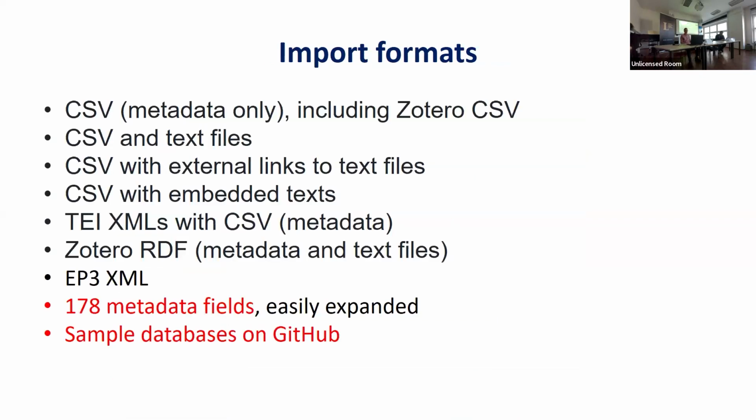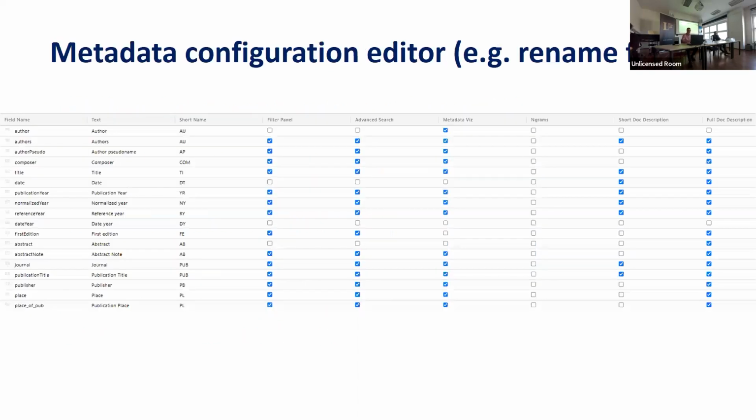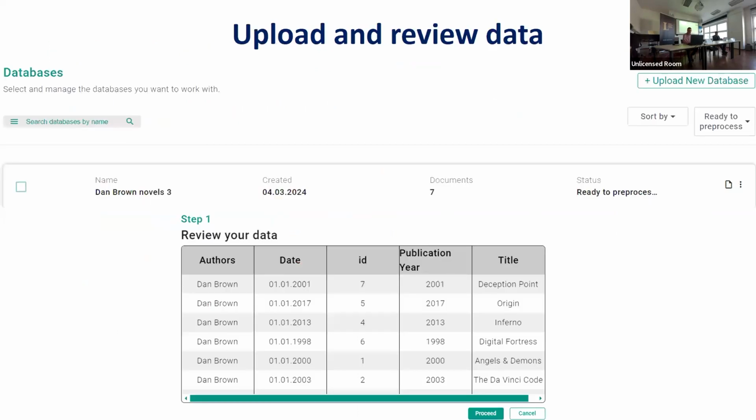AVOBMAT supports a number of different formats, including TEI XML files, Zotero, RDF. Currently, we have 178 metadata fields, but we can add new fields at any time based upon your needs. And we uploaded several sample databases on GitHub. There is a metadata configuration editor in AVOBMAT for each user. You can modify, for example, the default metadata field names if you like at any time.